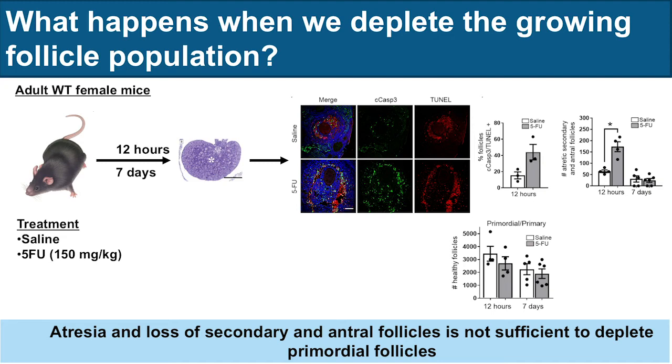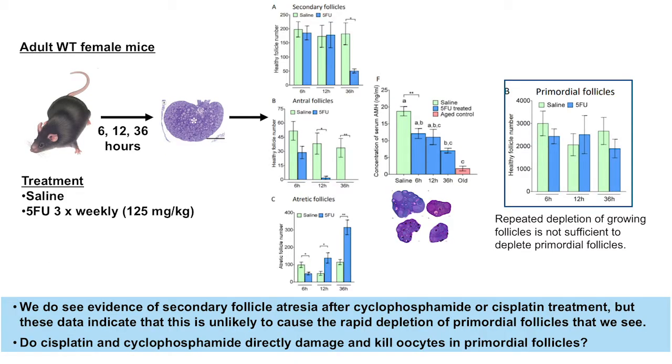So we thought, well, perhaps this was because we gave a single dose. What happens if we repeatedly deplete secondary follicle populations? So we did a similar experiment, but this time we treated the mice with saline or 3 weekly doses of 5-FU. Ovaries were harvested 6, 12 and 36 hours after this time point. We couldn't leave these mice any longer because they're actually quite sick after this treatment. We were able to detect a depletion in the secondary follicles, a depletion in the antral follicles, and an increase in atretic follicles. In this particular study, we also measured AMH levels, and across the treatment period, we could very clearly detect a depletion in AMH.